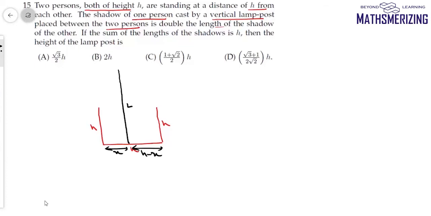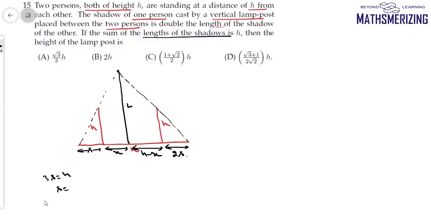Now it says the shadows of these two people, so we'll find these shadows. Suppose this shadow is simply S, then this shadow is simply 2S. It also says the sum of the lengths of the shadows is h. That means 3S is equal to h, so the value of S is h by 3. So this is h by 3 and this is 2h by 3. Now we need to find the height of the lamp post, so we need to find this L.